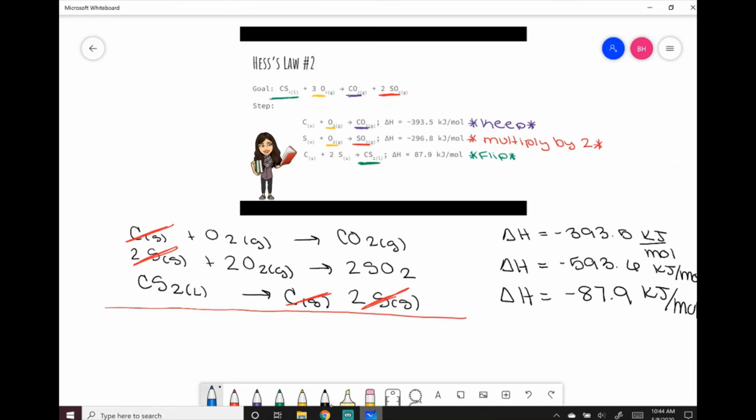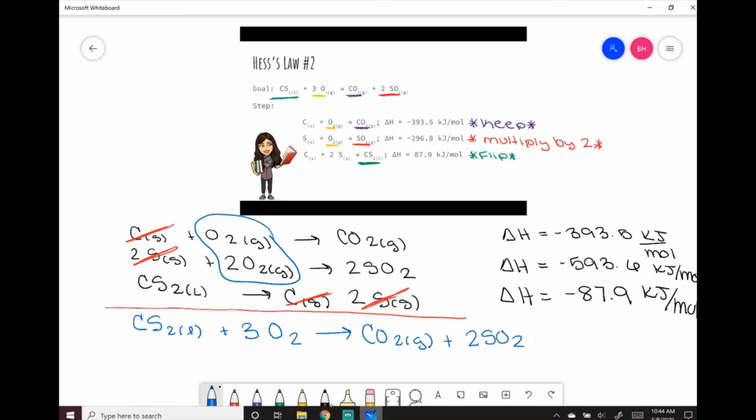So as a reactant, I have CS2 as a liquid, and notice my oxygens right here. I actually have 3 moles of oxygen. And as a product, I have carbon dioxide, and I have 2 moles of sulfur dioxide. And if we compare this to what I want in my goal reaction, what we see is that it is in fact the same reaction that I originally wanted. So I did everything right to my equation to get my answer.